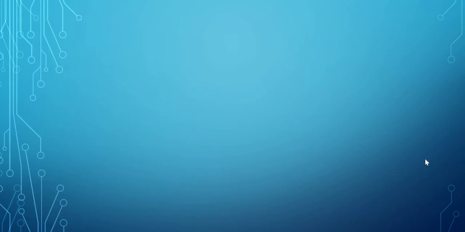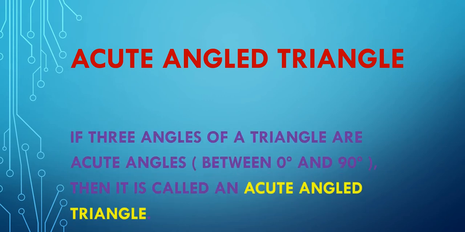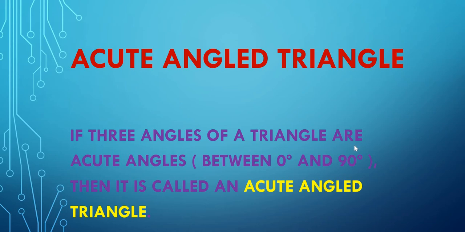What are the triangles? The first one is acute angled triangle. So acute angled triangle means if three angles of a triangle are acute angles, that means between 0 degree and 90 degree, then it is called an acute angled triangle. For a triangle, there are three angles, we know, isn't it? So if the three angles are between 0 degree and 90 degree, the triangle is called acute angled triangle.